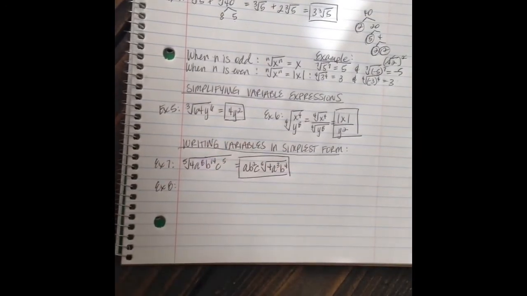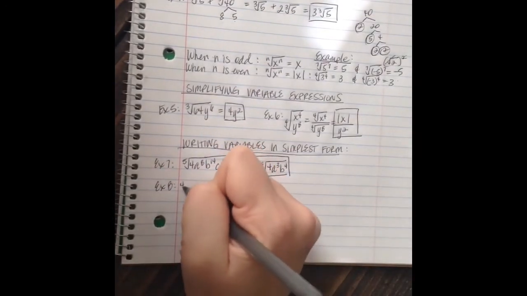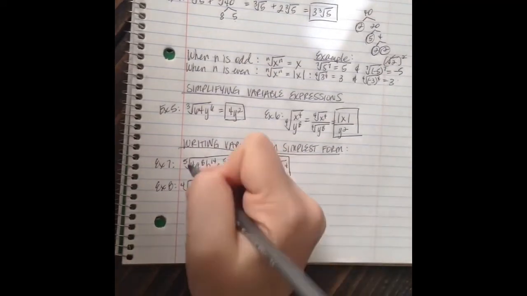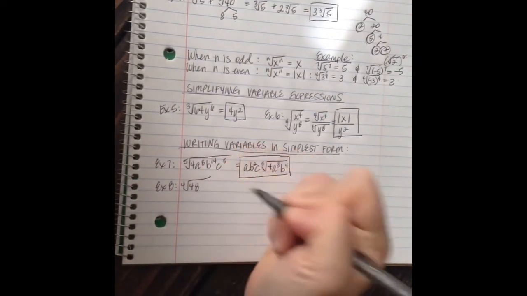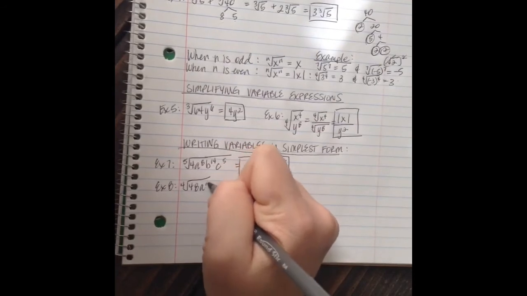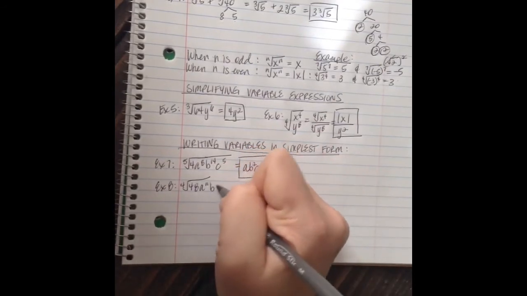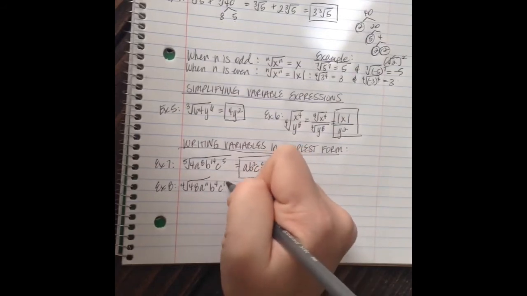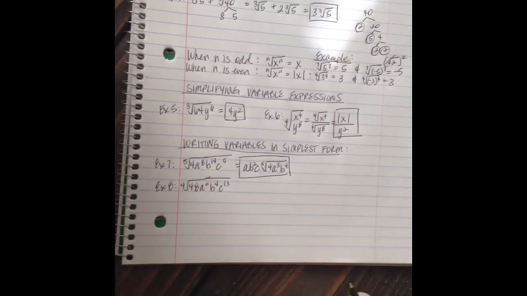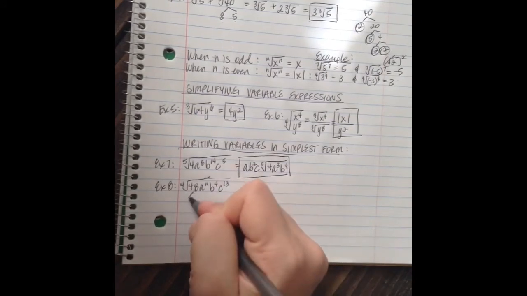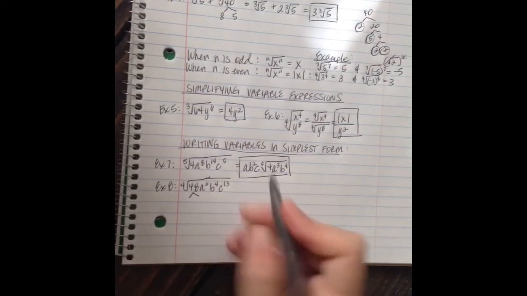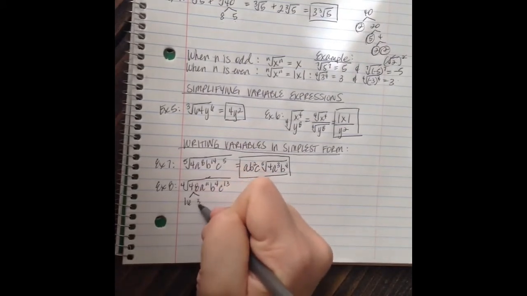Example 8. The fourth root of 48, a to the 11th power, b to the 4th power, c to the 13th power. All right, we cannot take the fourth root of 48, but we also can't leave it that way. 48 needs to be simplified. 48 breaks into 16 times 3.